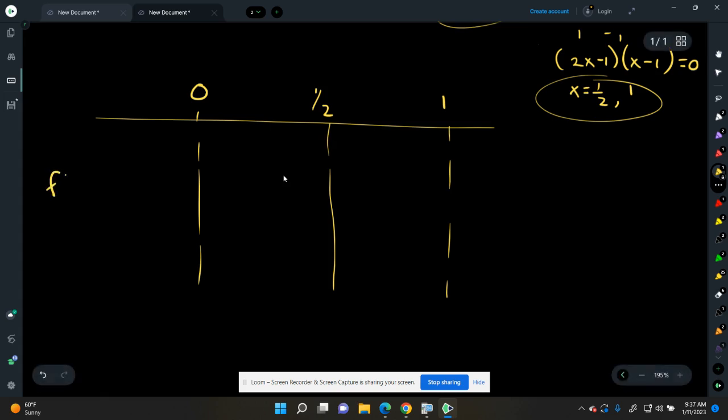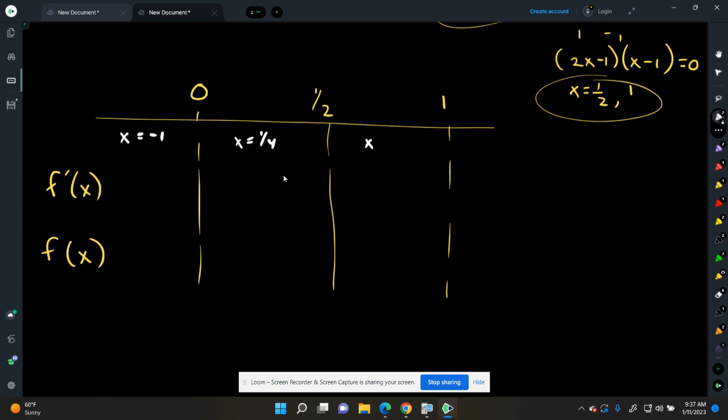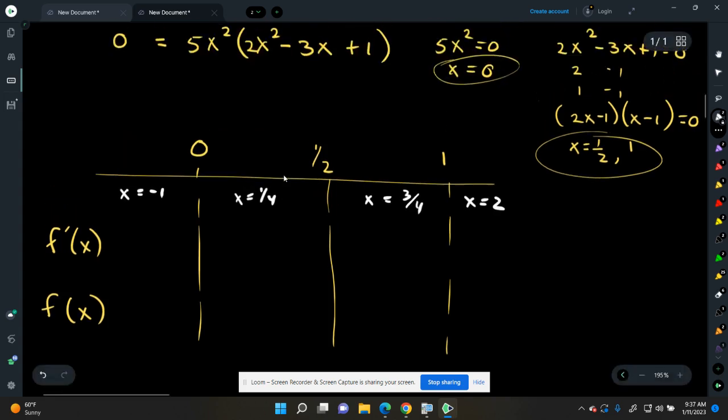Okay, f prime of x and f of x. All right, so let me see. I'm going to say x equals -1. Here we'll do x equals 1/4. X equals 3/4 and x equals 2. Okay, those are my test values. And there's my f prime of x.